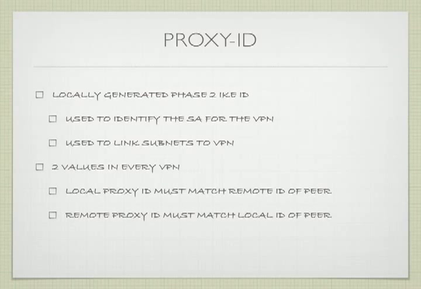So there are two values in these. They come in pairs. You often hear them called the proxy ID pair. You have the local proxy ID and the remote proxy ID. In order for the security association to complete, these proxy IDs have to match. The local on my side has to match the remote on the other side, and vice versa. The remote on my side has to match the local on the other side. The proxy ID pairs have to match, or you'll see an error in the log.